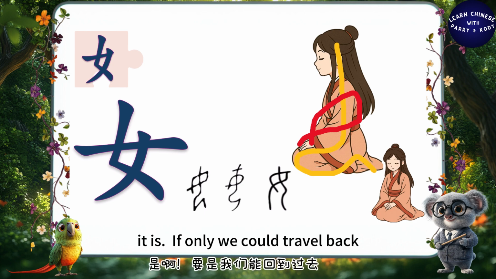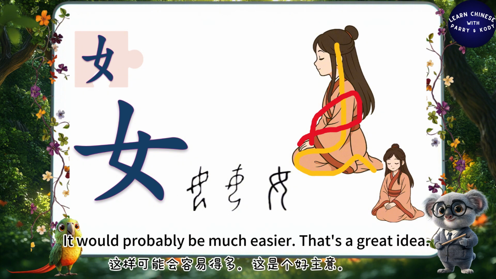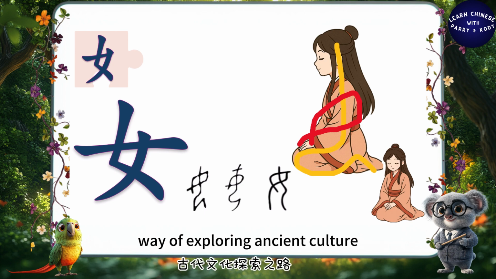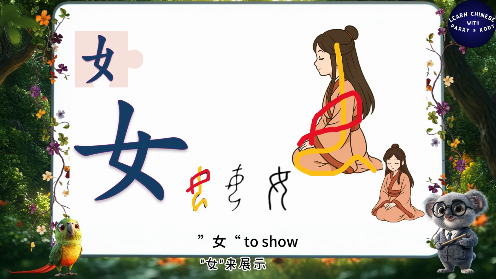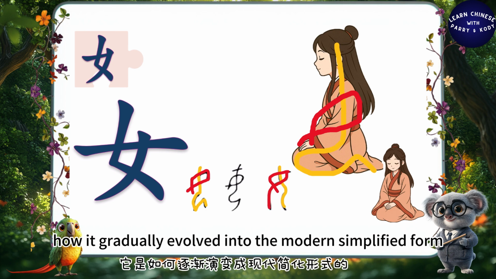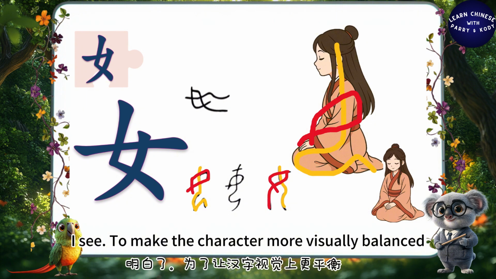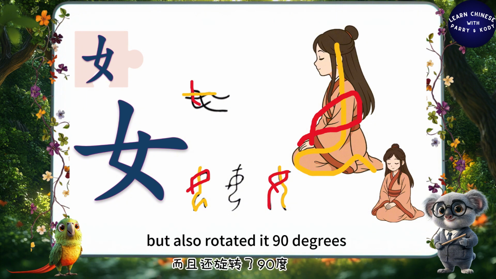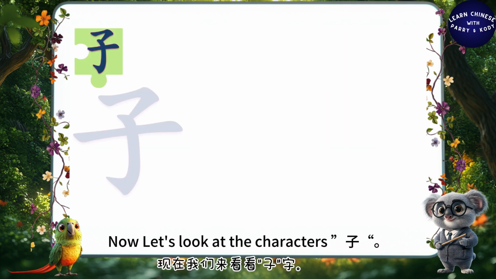If only we could travel back in time to learn Chinese characters, it would probably be much easier. That's a great idea. In fact, learning Chinese characters is really a way of exploring ancient culture. I've used different colors to highlight the body and arms in the character 女, to show how it gradually evolved into the modern simplified form. I see. To make the character more visually balanced, people not only straightened the strokes, but also rotated it 90 degrees. Now let's look at the character 子.